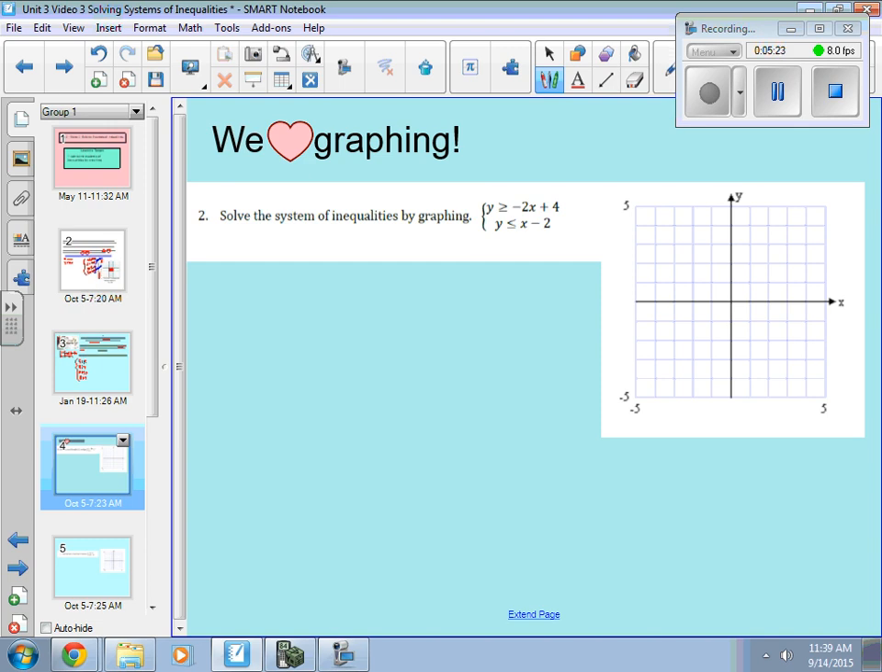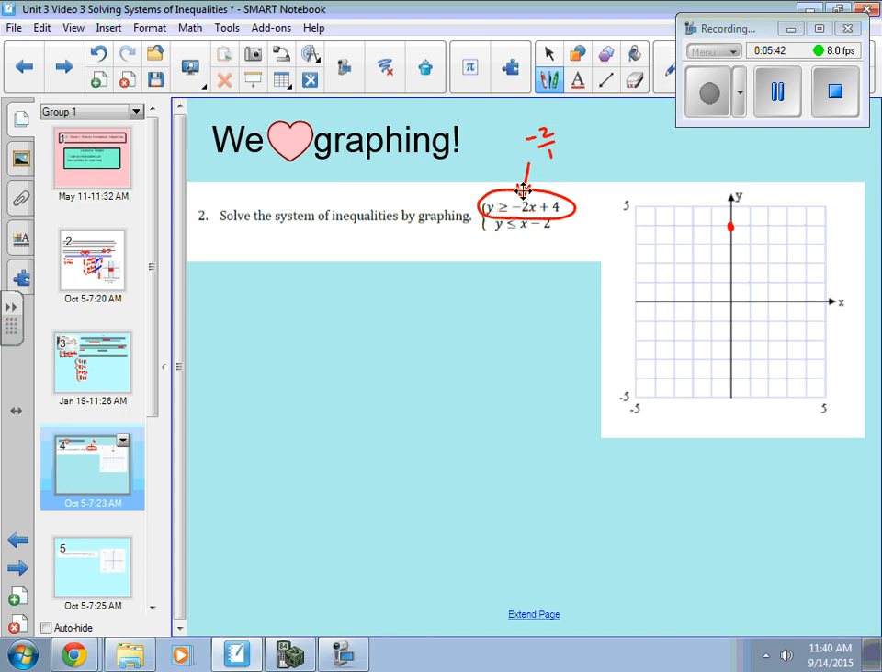Okay, so first one we want to do, we want to graph one of these lines. Let's graph that first one. Lucky for us, this is in slope-intercept form. So we know on this one we can start at 4. Okay, that's our y-intercept. Our slope here is -2.